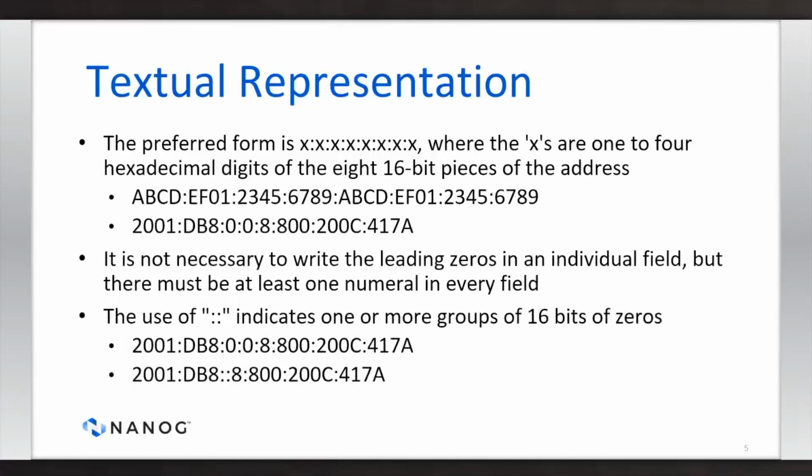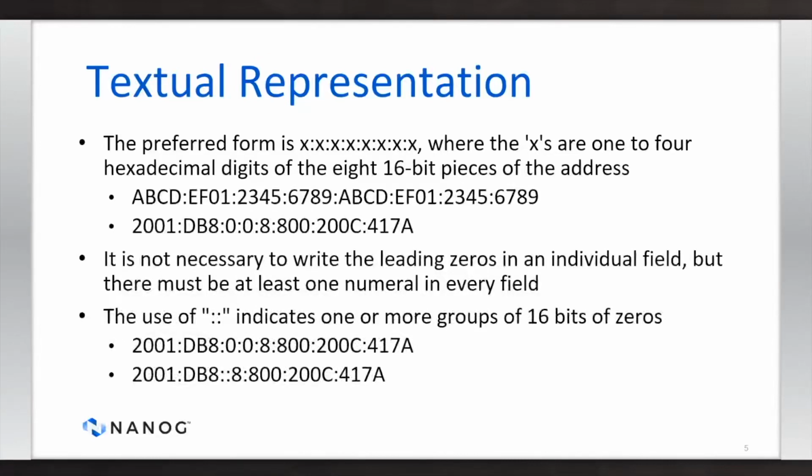ABCD:EF01:2345:6789. What you're seeing here is that between each colon, you're seeing something that represents 16 bits. Each letter represents 4 bits. So the letter A represents 4 bits, so does the letter B, C, D.